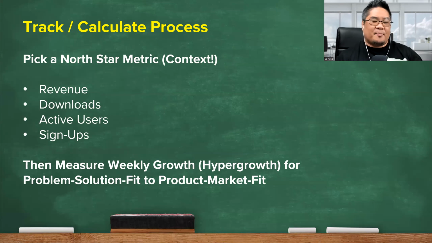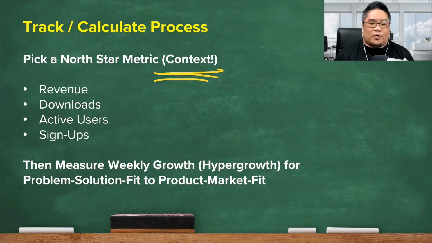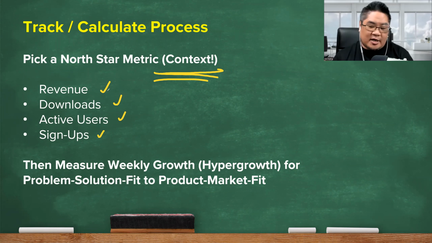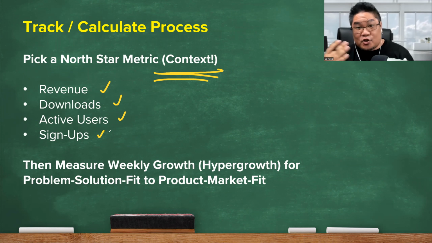Well, what you do is you have to pick a North Star. Now, I put the word context in there because context is important. The context of your startup is going to determine what the North Star is, right? And here's some examples. Revenue is always the best, but not necessarily. Downloads, active users, signups. Downloads are good at a certain stage, but active users is going to be more important because you're going to have churn, right? But then the worst one, but it is a validated metric, is if you got a landing page, a certain type of MVP.